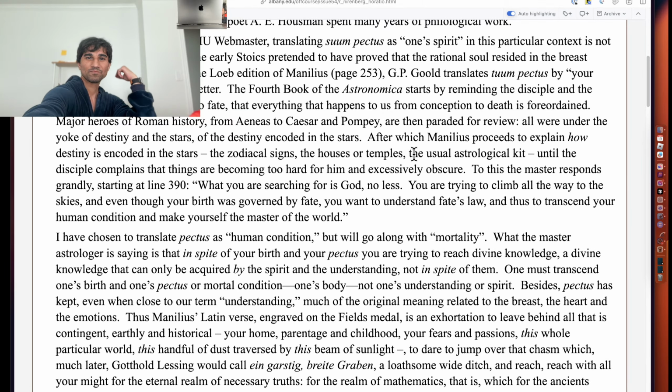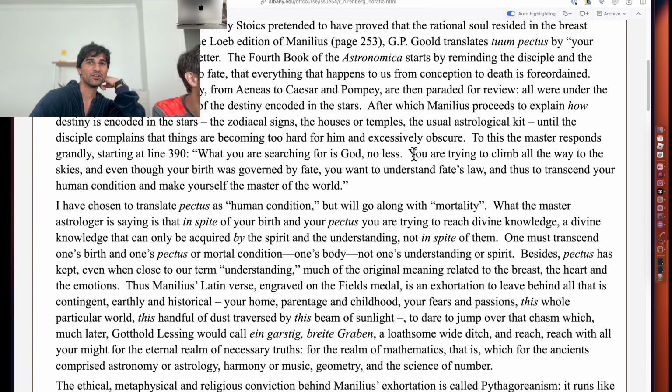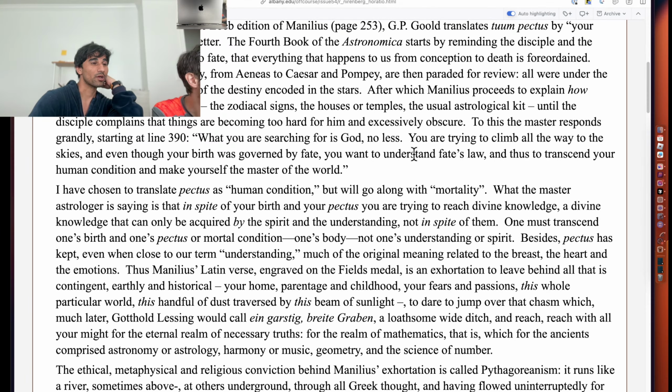Here it is. The book starts by reminding the disciple we're subject to fate, which is encoded in the stars. And mathematicians have definitely gotten used to coding. What's this book called? Astronomica. Marcus, yeah, that one. Until the disciple complains things are becoming too hard and excessively obscure. That part as a mathematician is definitely relatable.